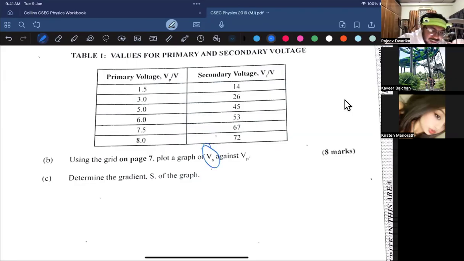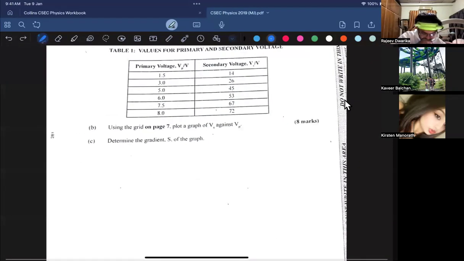Justin, what does VS stand for? The secondary voltage. Right, and what does VP stand for? Primary voltage. Correct. So they want us to determine the gradient S of the graph.